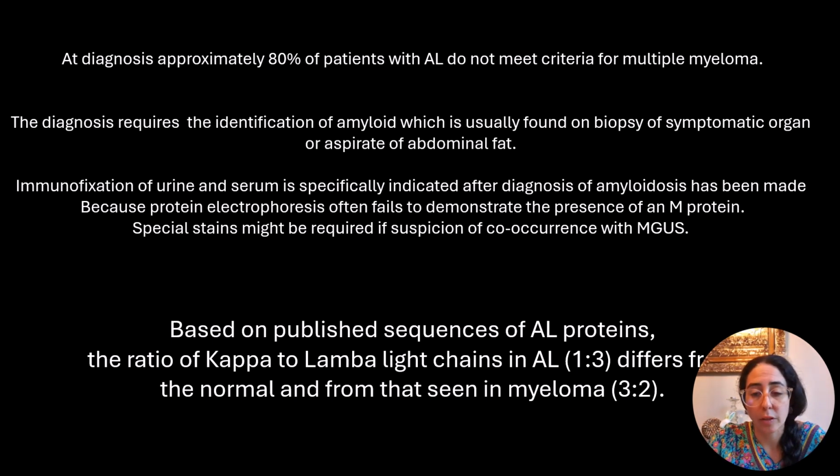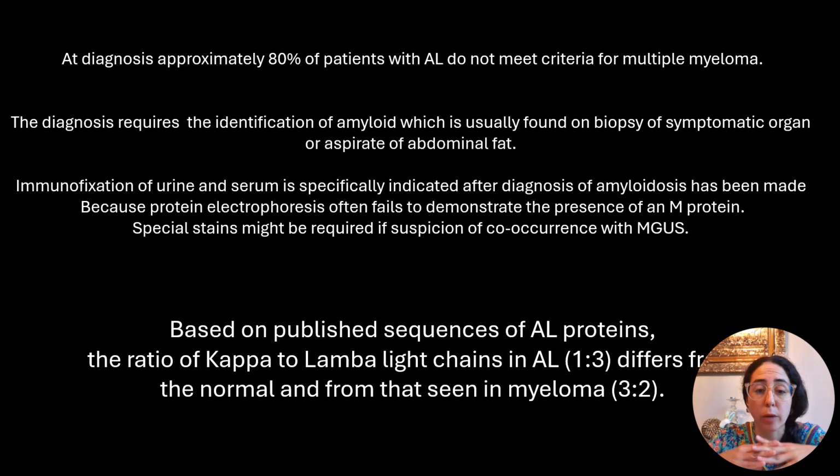Here are some of the things that were very eye-catching to me when I was reading the chapter. The chapter is huge, so I'm sure I'm leaving behind a lot of important information, but the purpose of this video is just a quick summary of what amyloidosis is. At diagnosis, approximately 80% of patients with AL do not meet criteria for multiple myeloma. This is important because there are a lot of different types of amyloidosis. We're talking about AL amyloidosis, and this one might get confused with a multiple myeloma diagnosis at some point.